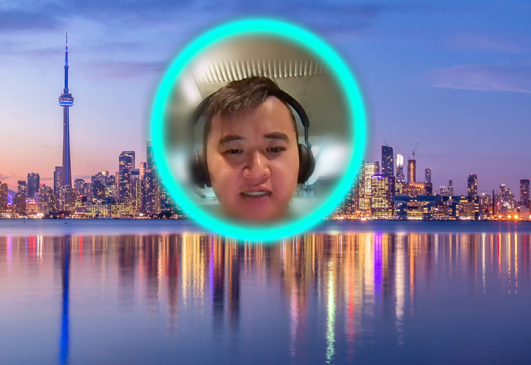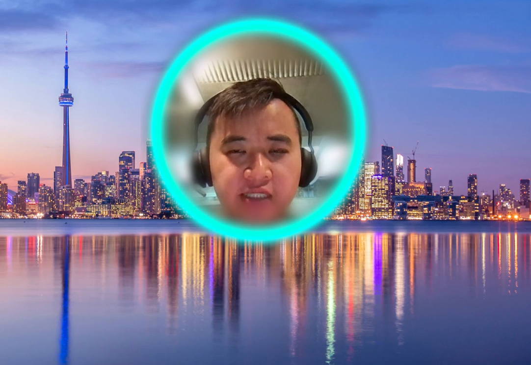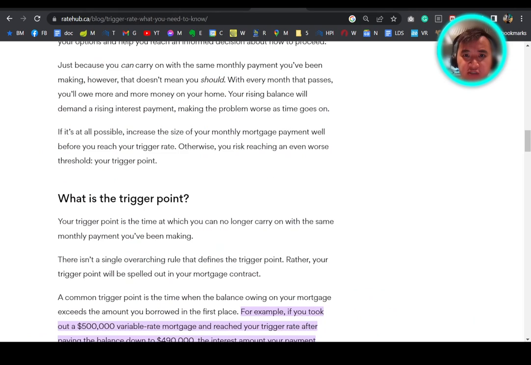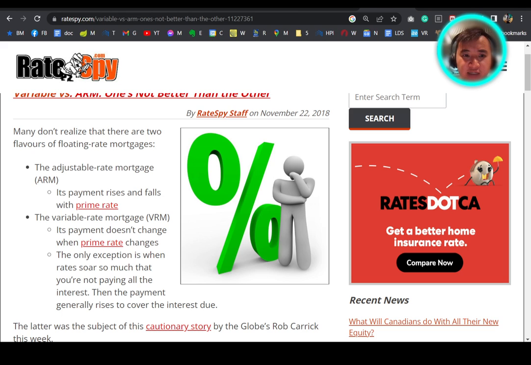Hello, everybody. Today we're going to be talking about the difference between trigger rate and trigger point when it comes to static payment mortgages, also known as variable rate mortgages or VRMs. Let's go. So, to understand all these terms, let's rewind and look at the types of variable mortgages there are.